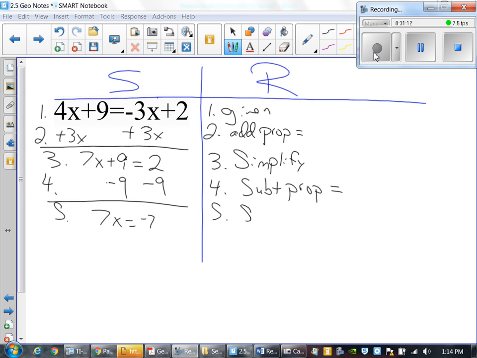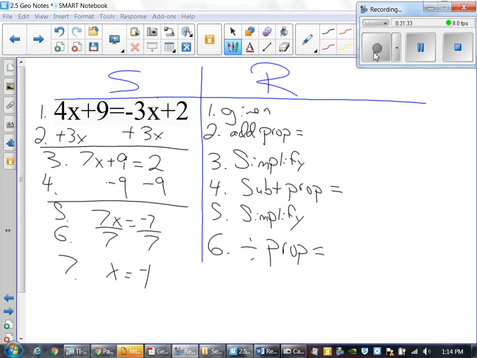Okay. After that, what'd you do? Okay. When you do that, you wind up with divide prop equal. And last but not least, x is? And you are done. Now, notice we've had ones that were 5 steps, this one was 7. The algebra isn't difficult. I just want you guys to practice writing out the actual steps. What are the reasons that you're doing them?